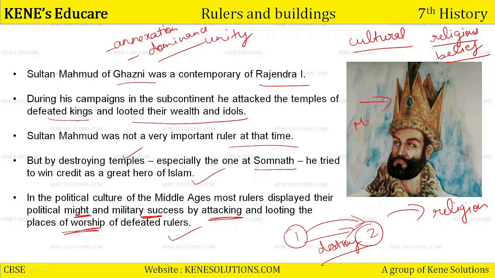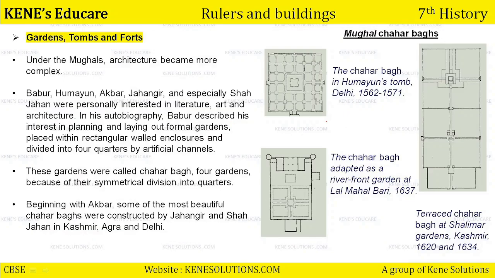Okay, Mahmud of Ghazni. Okay, children, let's read about the beauty of the Mughal buildings, the gardens, the tombs and the forts. Under the Mughals, architecture became more complex.